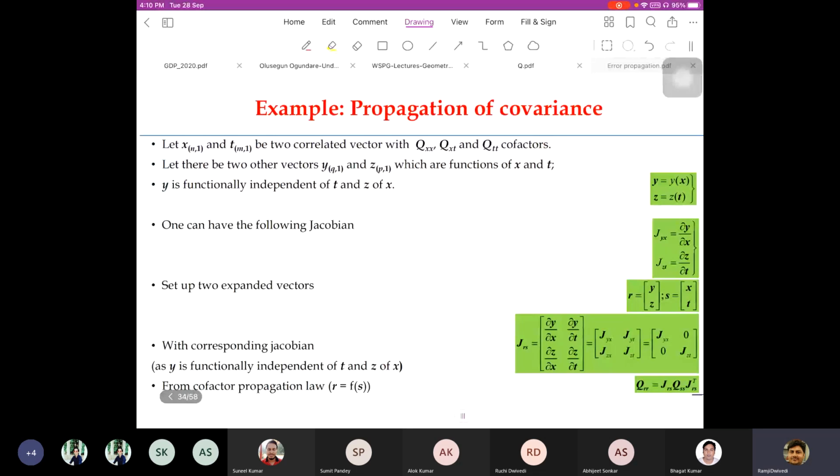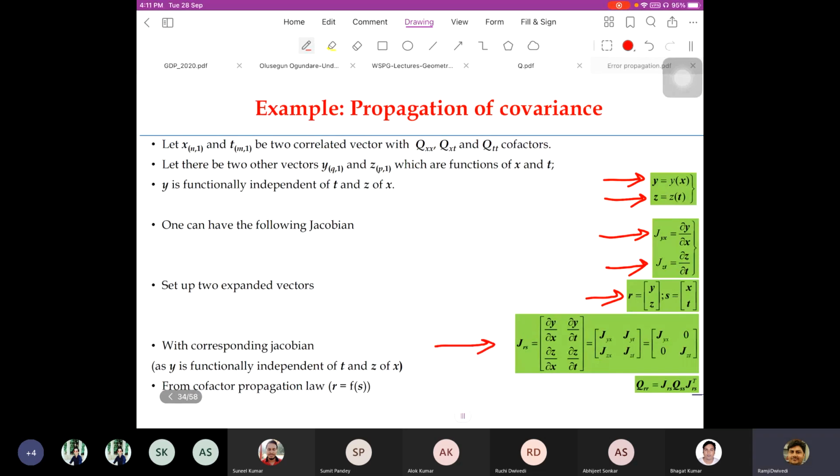Then obviously the propagation of covariance is explained with the help of functions. So y is a function of x, z is a function of t. You will write the partial derivative of y with respect to x, and of z with respect to t as del z by del t. Then you have a vector r which is a function of y and z, and s is a function of x and t.